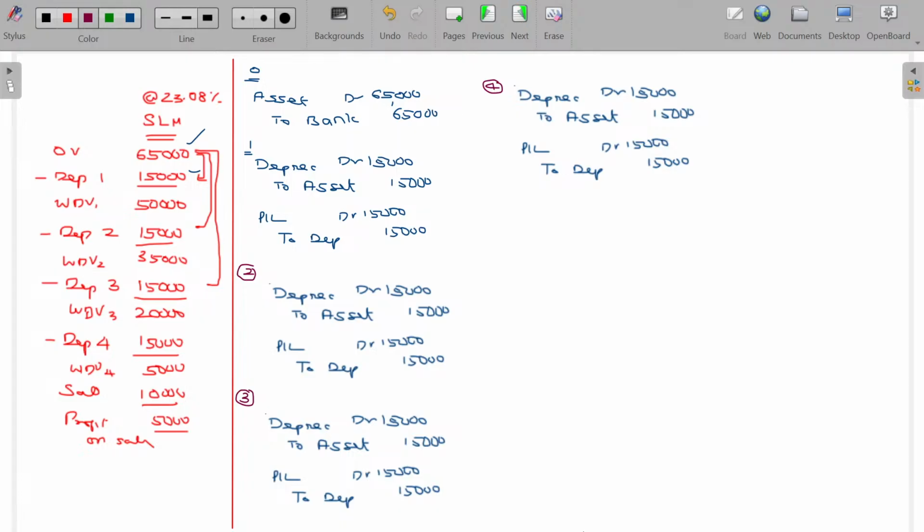In the last year, you are going to sell the asset. On sale of the asset, you get the money. So bank account debit. How much are you getting? 10,000 rupees. And the value of the asset currently is only 5,000 rupees. Every year we have depreciated 15,000. After 4 years of depreciation, the value appearing in the balance sheet is only 5,000. The value of the asset being 5,000, but we sold it for 10,000 rupees, we get 5,000 excess. That excess amount of 5,000 will be named as profit on sale. Profit on sale. Clear? Profit on sale.